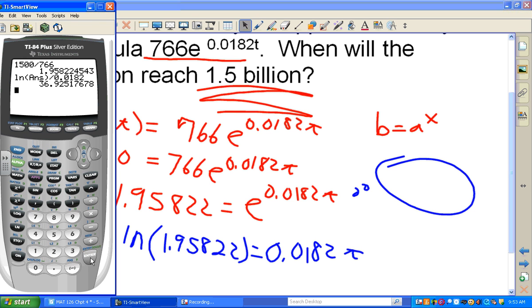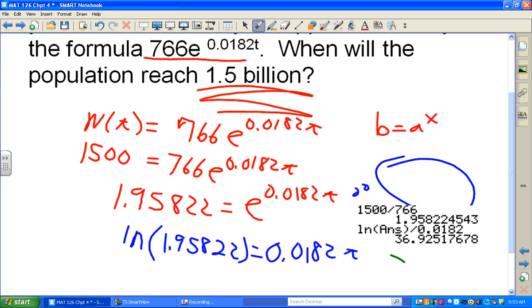Mathematically speaking, that is one generation. Mathematically speaking, a generation is considered to be every 30 years. They took the average age of parents and children, and they decided the average age for the next generation to begin is the age 30. So the answer is 36.925. Okay? Woohoo! I like that.